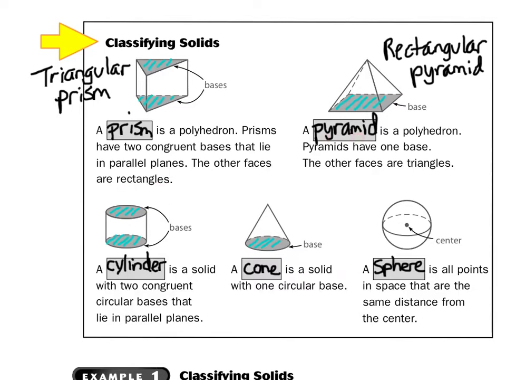Okay, now a pyramid has some kind of a floor, some kind of a base, and then they only have one base. Notice how the top is just a point, and all the other faces are triangles. So if this base is a rectangle, this would be a rectangular pyramid. Now a cylinder is pretty easy to spot. It has two congruent circles as bases. And a cone is easy to spot. That looks like an upside down ice cream cone. That just has one base that's a circle, and the top is a point. And then a sphere looks like a ball.